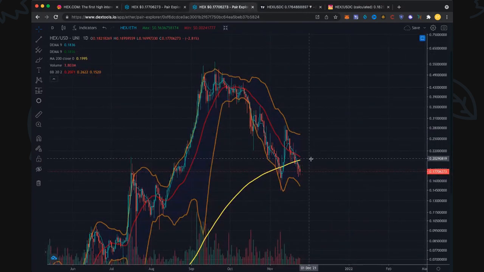Now we're in the daily context, so smaller intervals. And you can see that we're obviously in a big downtrend. We broke out of that, right? And then we're coming back down.